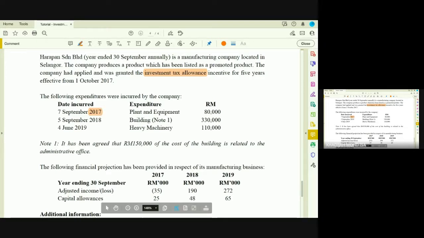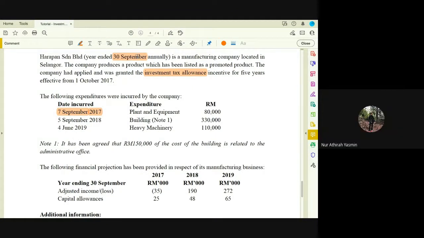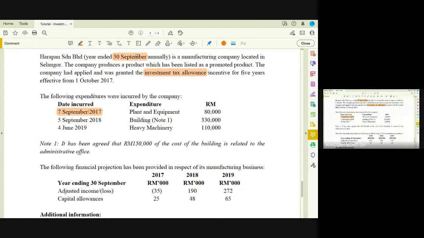September 2017, what YA is this? Your year end is 30th September. YA 2017 means that for that year end, it is 30th September 2017. So whatever falls between that period is YA 2017. But the second one, 5th September 2018, will be YA 2018. And 4th June 2019, which YA?